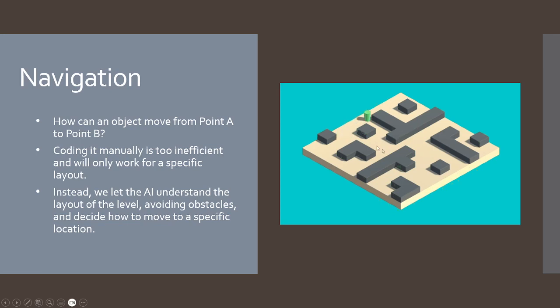So si Unreal, what they have is a AI. Meron na silang sariling AI that understands the layout of the level. It can avoid the obstacles and decide how to move to a specific location. That way, like yung mga natuto ng mga A-star, whatever, parang ganun. Pero in this case, it's built in sa Unreal.